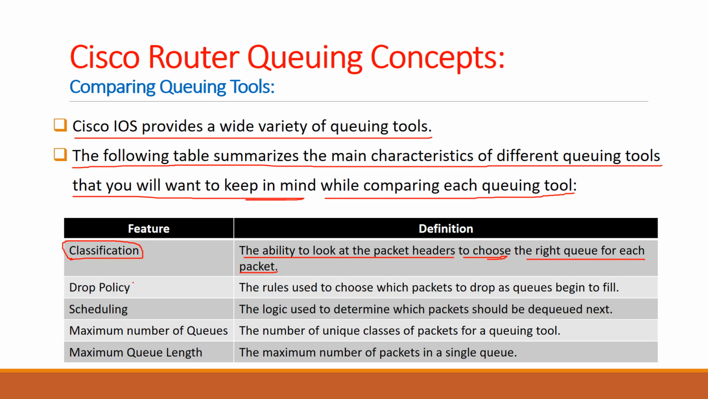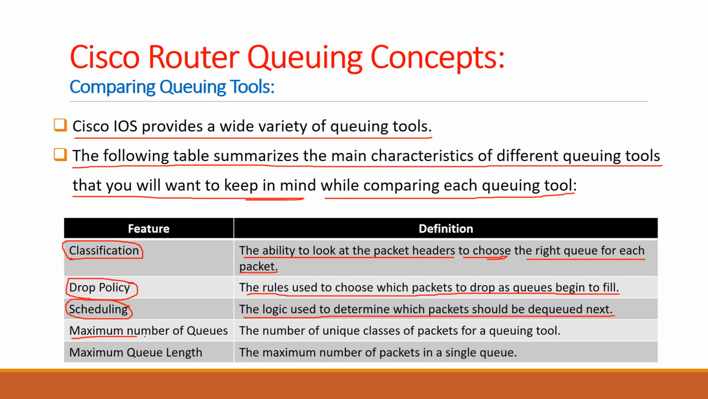The second feature is the drop policy. As a definition, the rules used to choose which packets to drop as queues begin to fill. The third feature is scheduling. The logic used to determine which packets should be dequeued next.